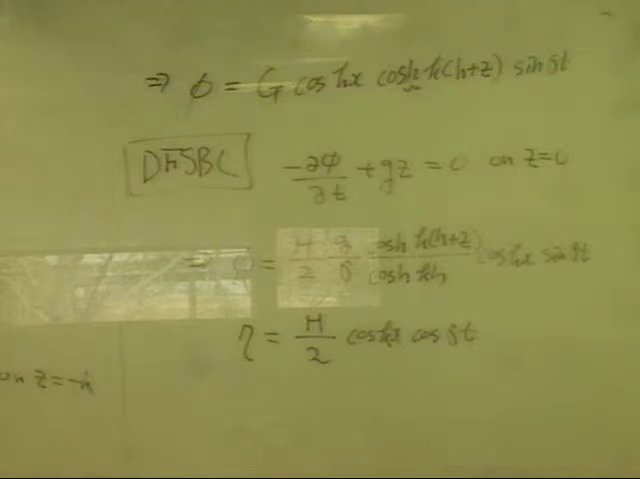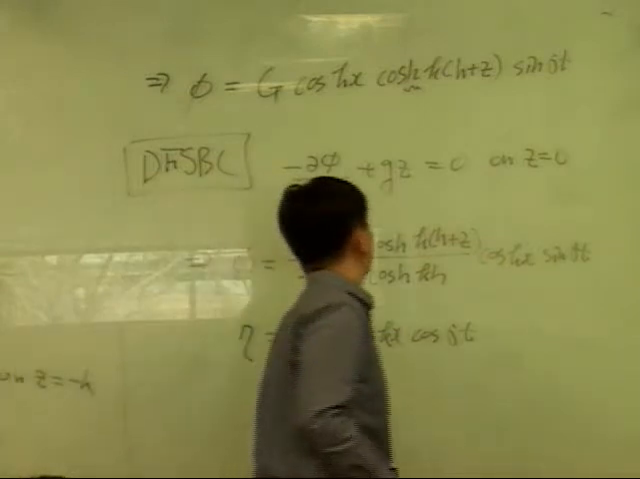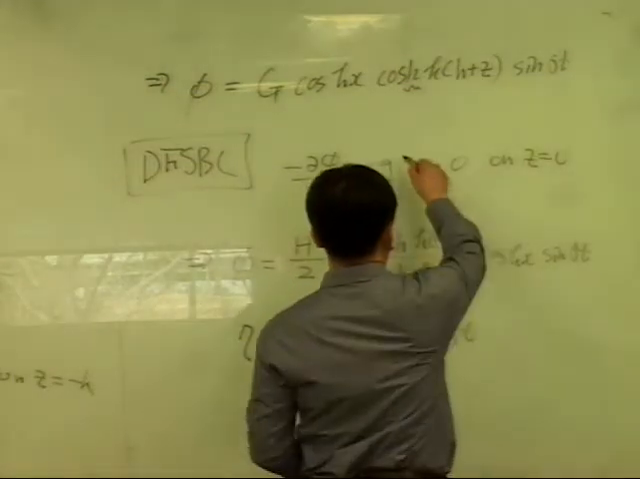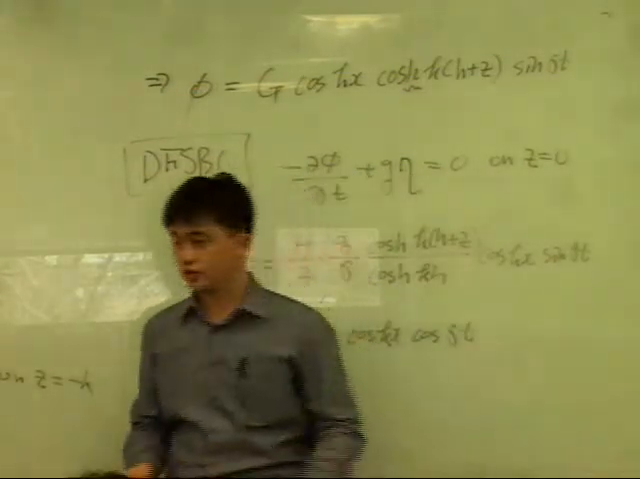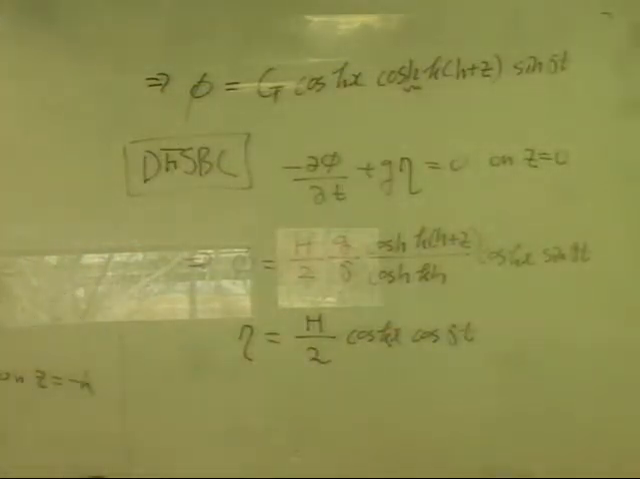Oh, sorry, this is wrong. This should be G. So you got an equation, you got a solution. This is one of the solutions, which satisfies the governing equation and all the boundary conditions, right?